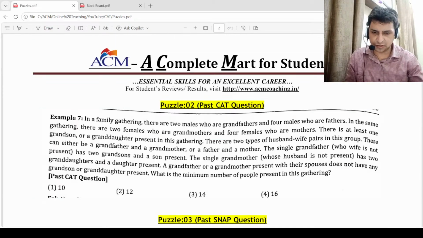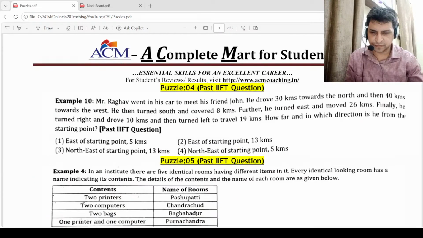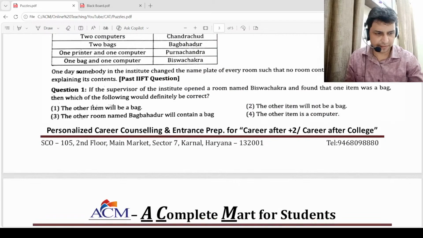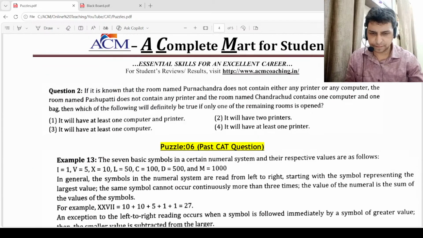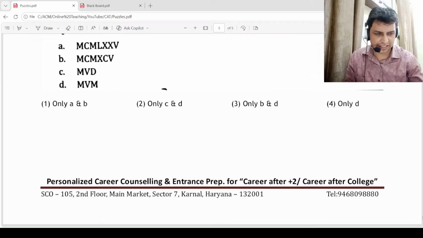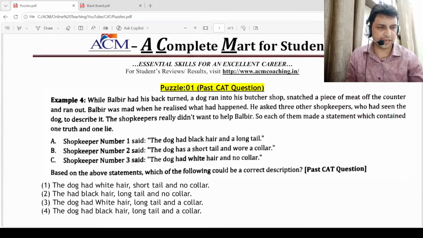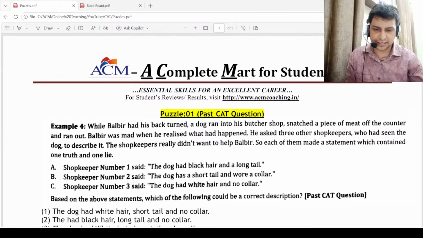The next puzzle is going to be on blood relations, then directions, then again directions, then a misplaced puzzle, then Roman numbers, and this is the last puzzle. So we're going to take 4 to 5 puzzles today. Do watch till the end so you can have an idea what kind of questions you may expect in CAT.